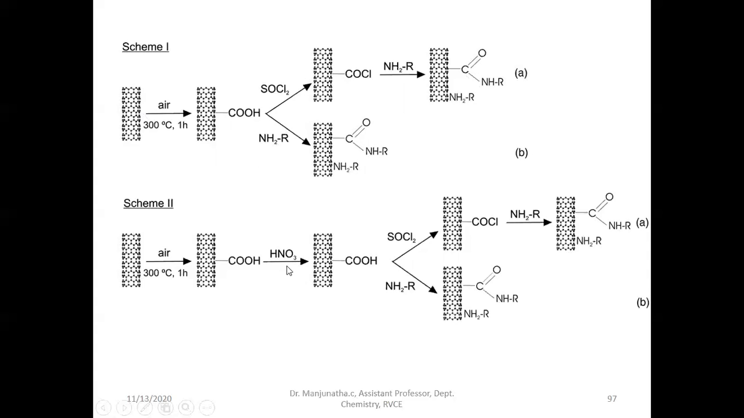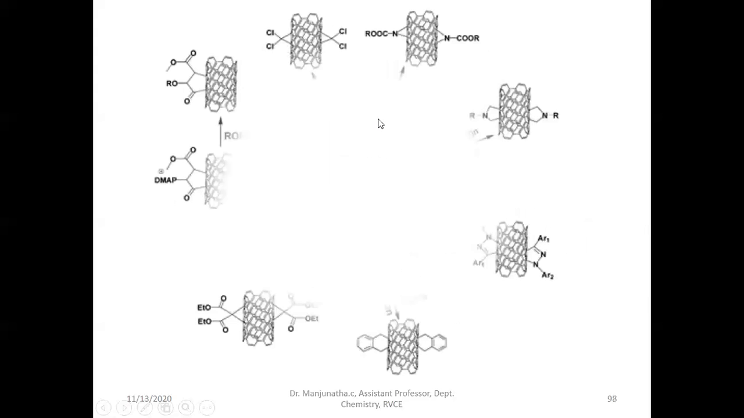In scheme 2, you can see that just by adding nitric acid you can also convert carbon nanotube into carboxylic acid functionalized CNT. So these are the different routes to convert from one organic moiety into another. They are structurally completely different. See, this is acidic, and this becomes basic in nature. So you can convert acidic CNT to basic CNT, and you can convert to polar, non-polar, etc. This is the advantage of covalent or chemical functionalization.